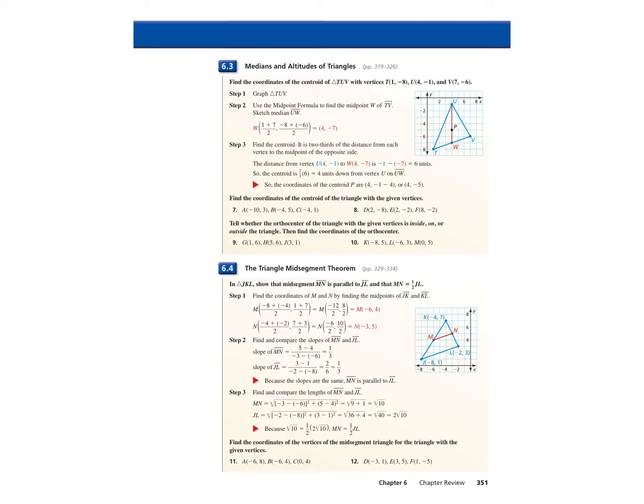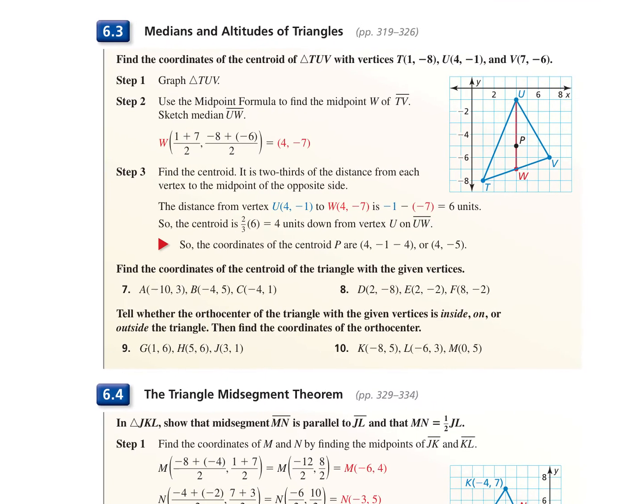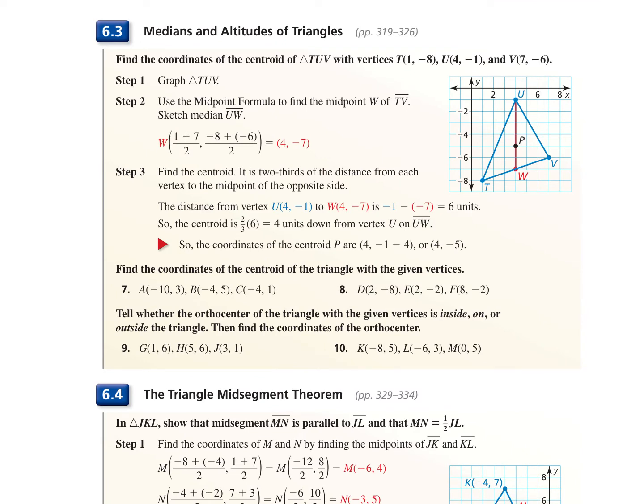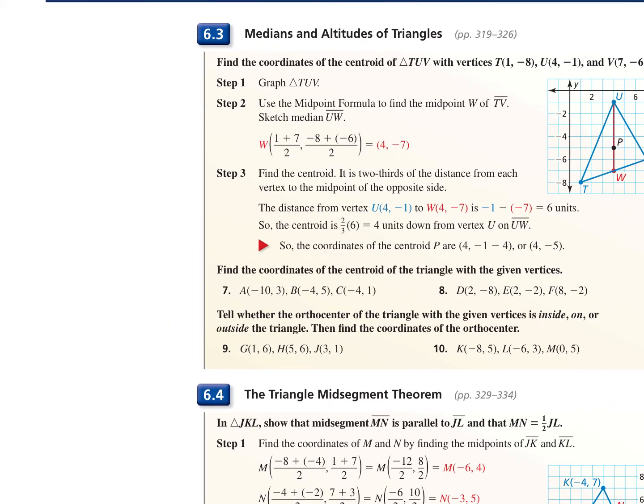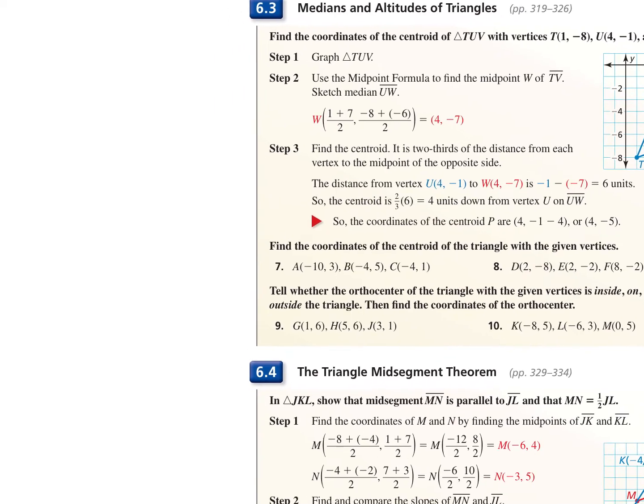Next, 6.3, this is where we learned about medians and altitudes. If I give you a question and ask you to find the centroid, remember the centroid is always located inside, so it doesn't matter the type of triangle I give you. All you need to do is either find the medians and find their point of intersection after you draw them in, or use the trick. Add the x's, divide by 3, add the y's, divide by 3.